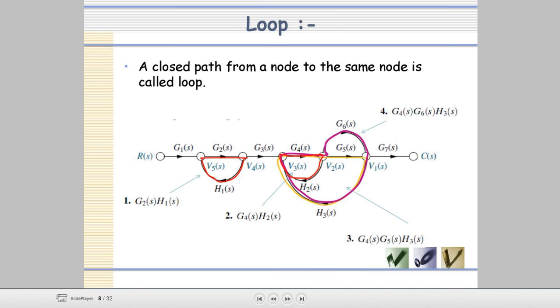Now loop. A closed path from a node to the same node is called a loop. We have discussed this in class also. We can see here, this is the diagram, so we consider this as a loop.